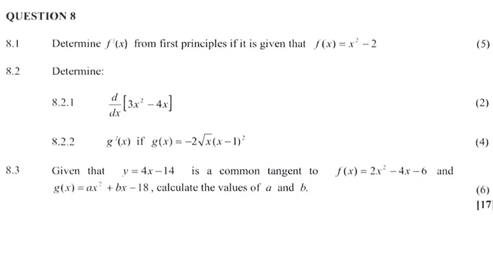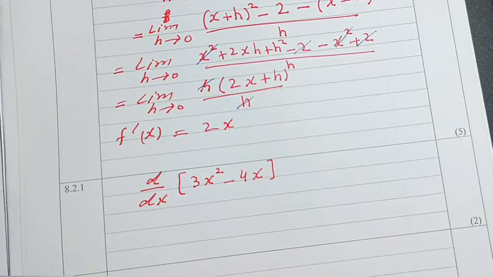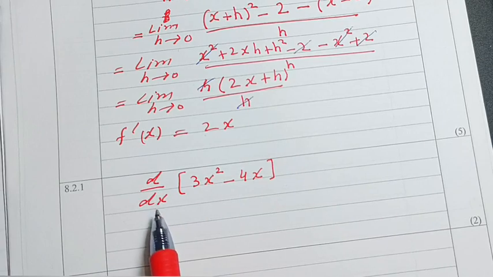8.2. Determine, first question, you need to apply the power rule: the derivative of 3x squared minus 4x, and the second question is g prime of x if g of x is equal to negative 2x root multiplied by (x minus 1) squared. I need to differentiate d over dx. This is also a notation of the derivative.